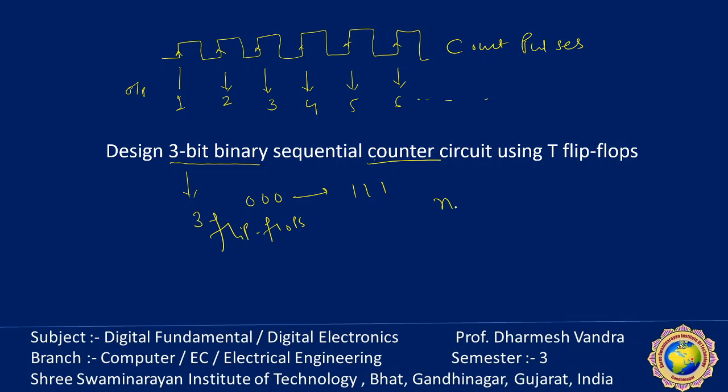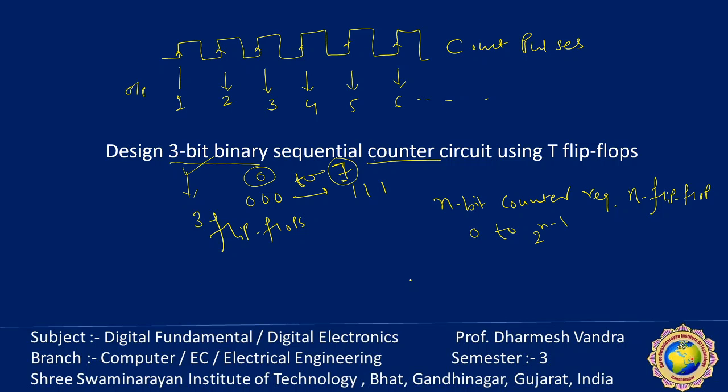An n-bit counter requires n flip-flops. This is a simple thing. And how much can it count? It can count from 0 to 2 raised to n minus 1, like here, 0 to 7. 2 raised to 3 is 8, so 8 minus 1 is 7. So the maximum value that can be counted is 7 using a 3-bit counter.